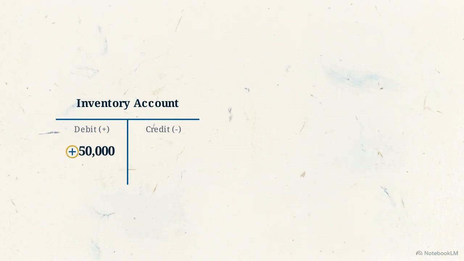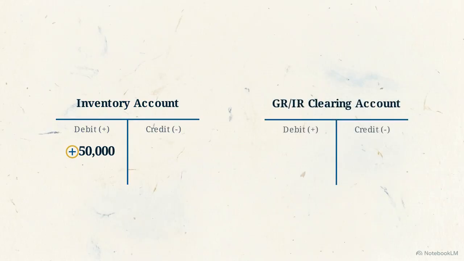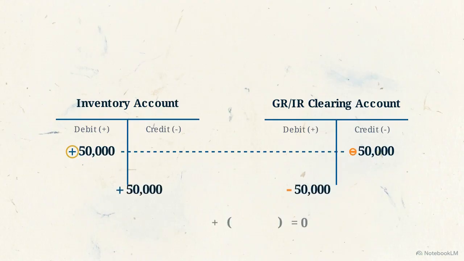You might expect the system to credit the vendor immediately, but we haven't processed the official invoice yet. So SAP uses a temporary bridge called the GRIR, or Goods Receipt, Invoice Receipt, Clearing Account. To balance the ledger, the system posts an offsetting credit of negative 50,000 rupees to this GRIR account. Credits in SAP are always shown as negative values.